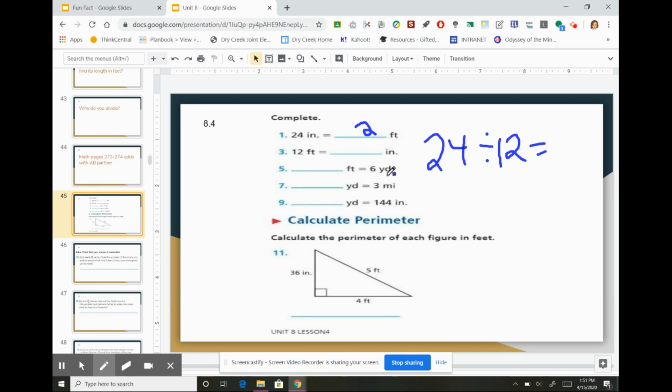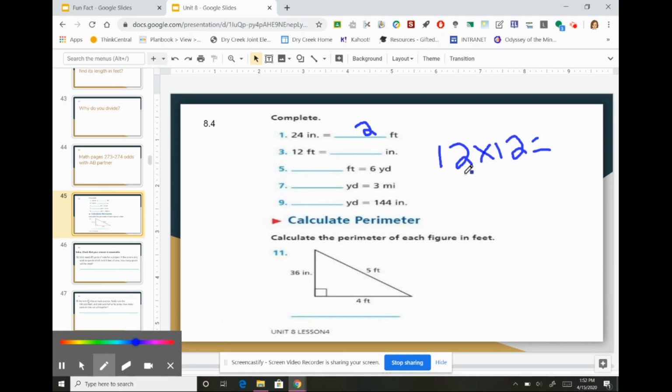Okay, let's do the next one. 12 feet equals how many inches? You're going from feet to inches, so you're going from larger to smaller. So you must do what? If you said multiply, you're right. Pause the video and do that one. That's going to be 12 feet times 12 inches in a foot, so it's 12 times 12, which is 144.